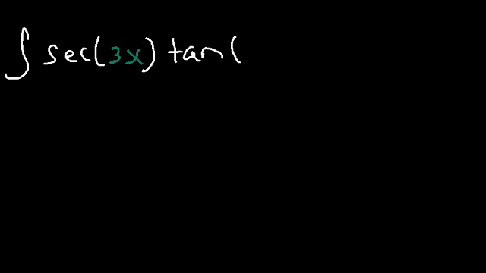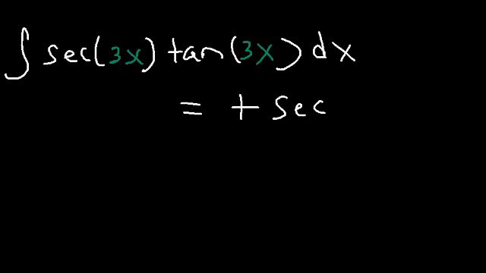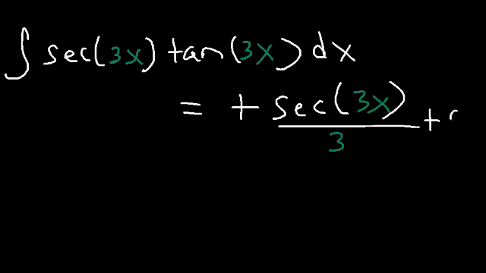Now what is the antiderivative of secant 3x tangent 3x? So the derivative of what function is secant tangent? The derivative of secant is secant tan. So the antiderivative of secant tan is secant. So this is going to be positive secant 3x divided by 3 plus c.